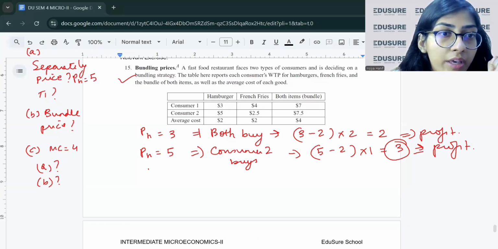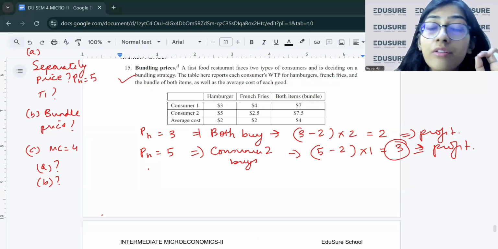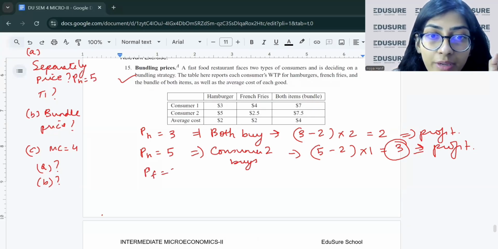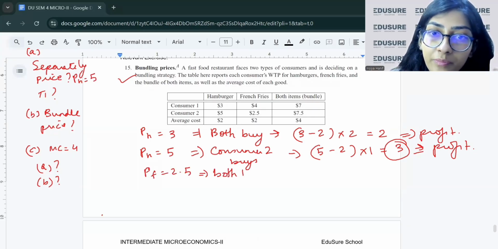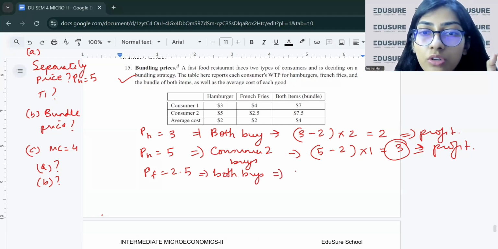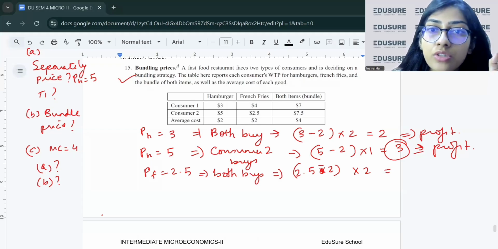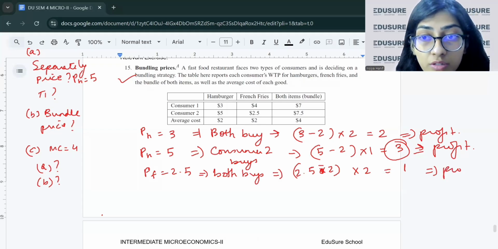Okay, let's talk about French fries. If I set PF at 2.5, then again both will buy, right? So the profit per fries would be what? (2.5 minus 2) into 2, sorry, 2.5 minus 2 into 2. Okay, so this is equal to 1. And this is the profit.